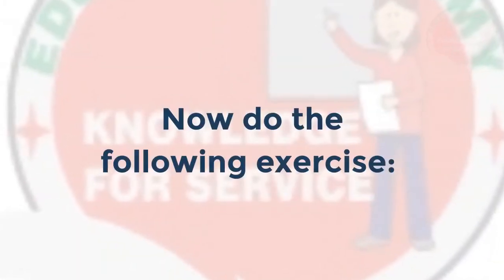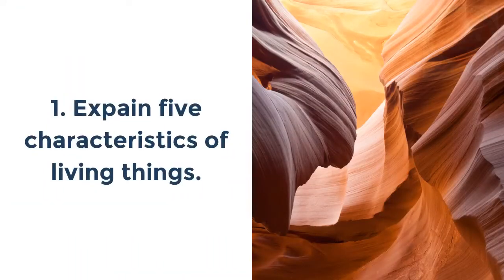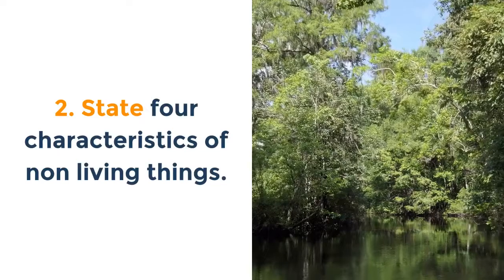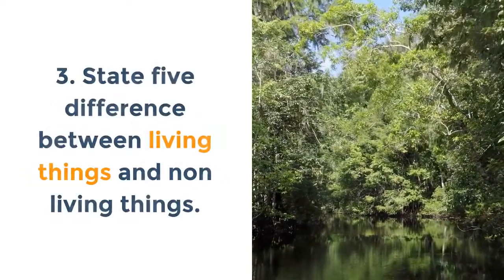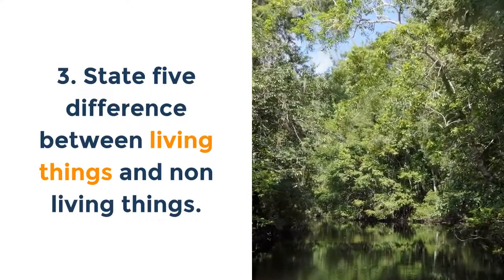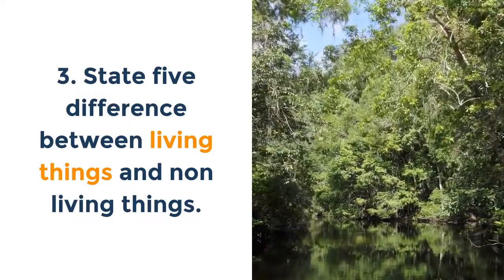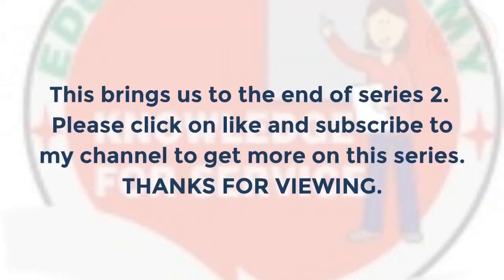Now do the following exercise. 1. Explain 5 characteristics of living things. 2. State 4 characteristics of non-living things. 3. State 5 differences between living things and non-living things. This brings us to the end of Series 2.